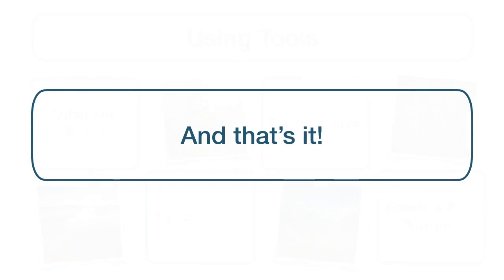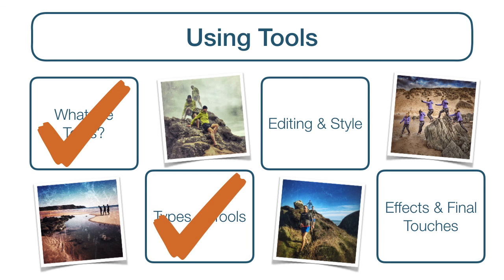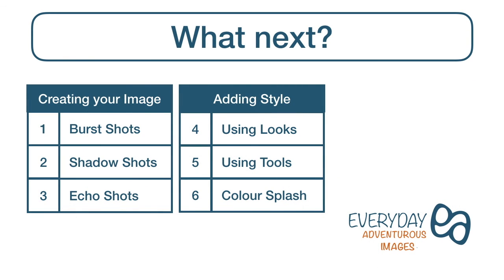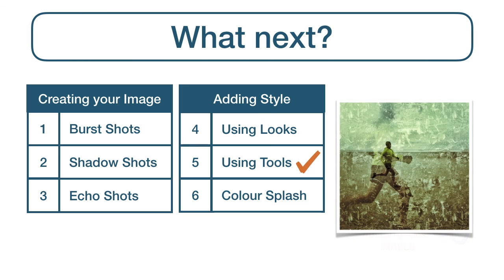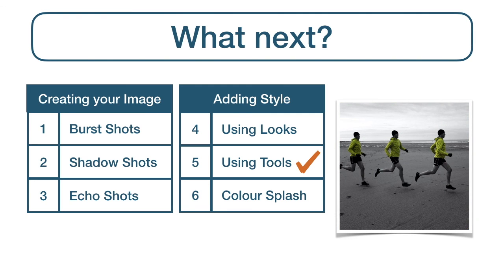And that's it. You now know what are tools, the different types of tools available in Snapseed, how to use tools for editing and style, and how to use tools for effects and final touches. So, what next? Now you've completed the Using Tools tutorial and you know all about the individual editing tools that will help you to create your very own unique styles of movement art, it's time to move on to Colour Splash, to learn how to make your photos pop with a splash of colour.